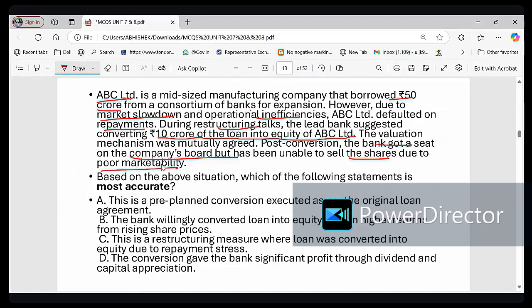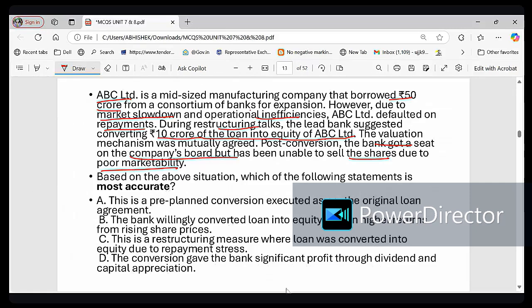Now the question is, based on the question, which of the following statements is most accurate? Option A, there was a pre-planned conversion executed as per the original loan agreement. Option B, the bank willingly converted loan into equity to earn higher return from the rising share price. Option C, this is a restructuring measure where loan was converted into equity due to repayment stress. Option D, the conversion gave the bank significant profit through dividend and capital appreciation.